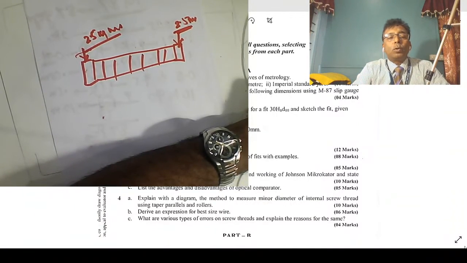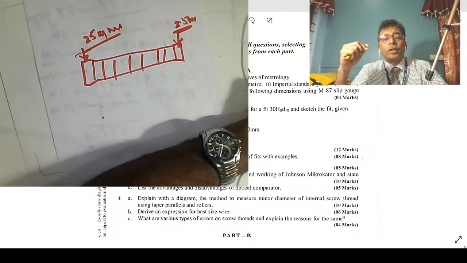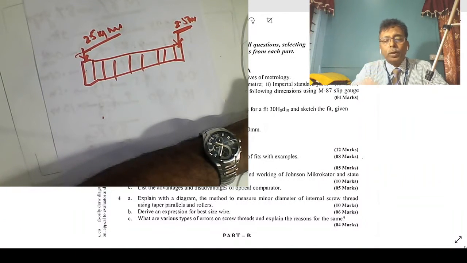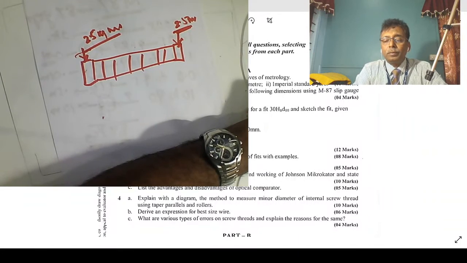Now one more example, 35.4875 using M112. I think you can do that. Let us go ahead with the next question.